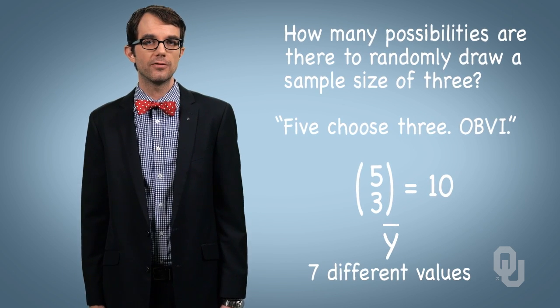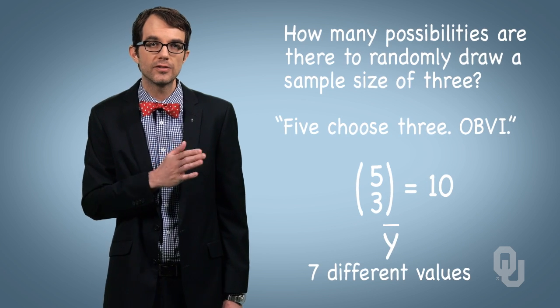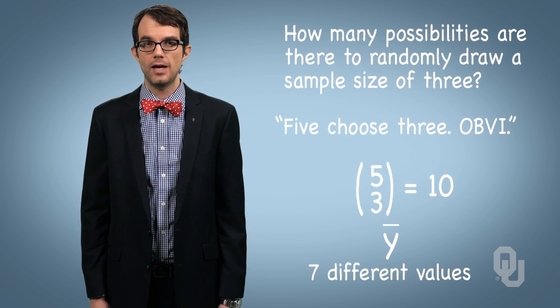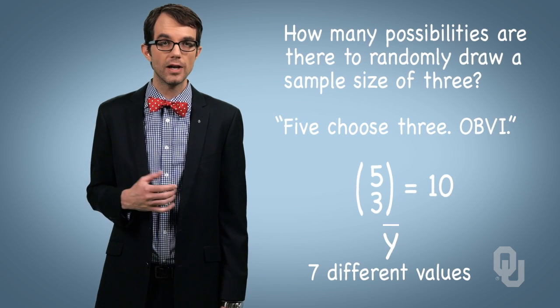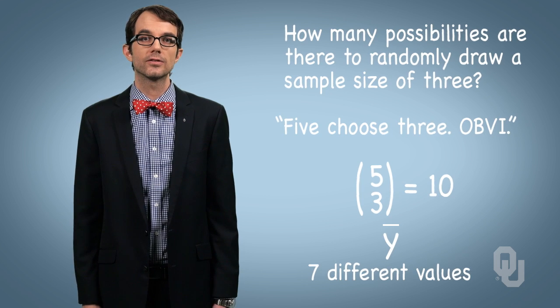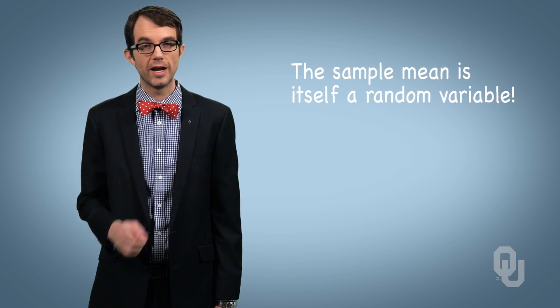So this is sounding kind of familiar. We have 7 different possibilities for a sample mean. That is, the sample mean isn't constant. And some of those possibilities are more frequent than others. That is, there's some likelihood that each occurs. That sounds like the sample mean is itself a random variable.